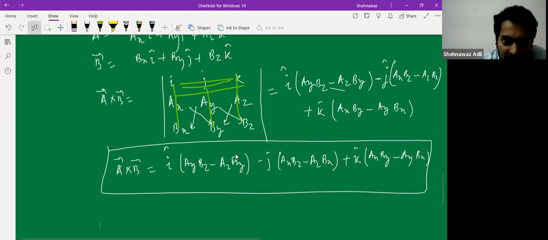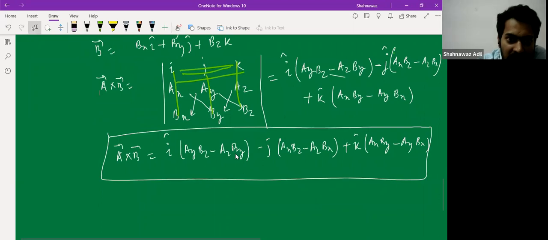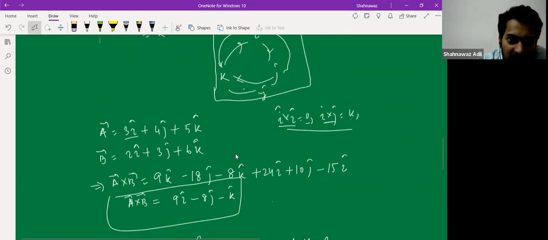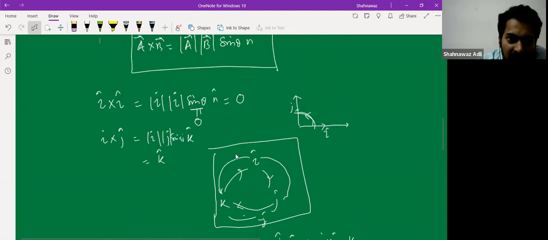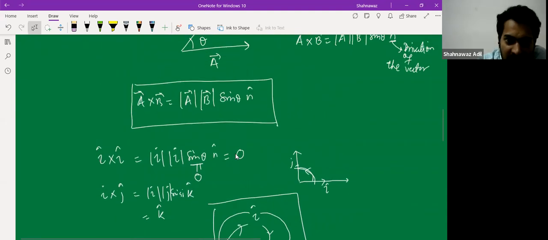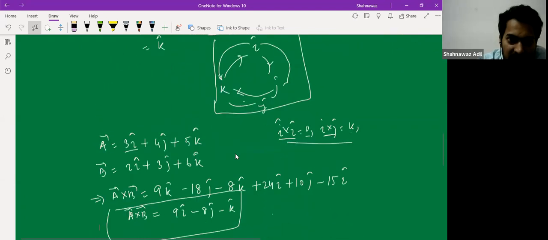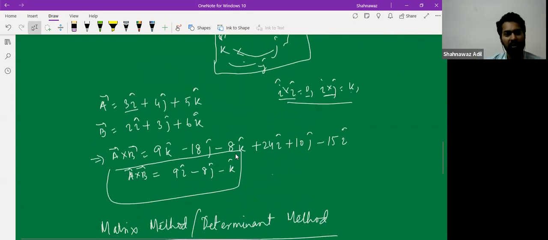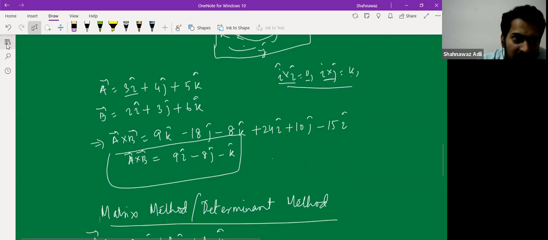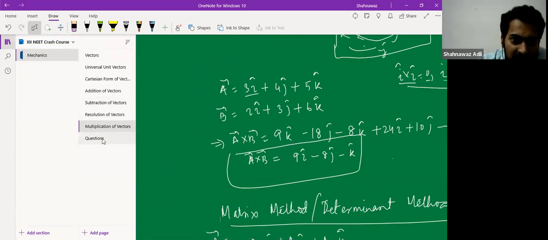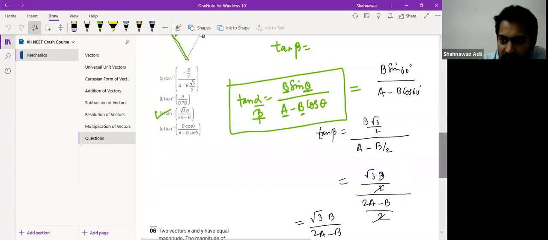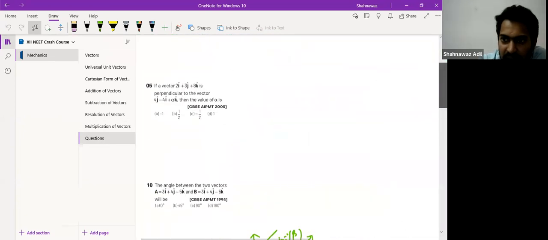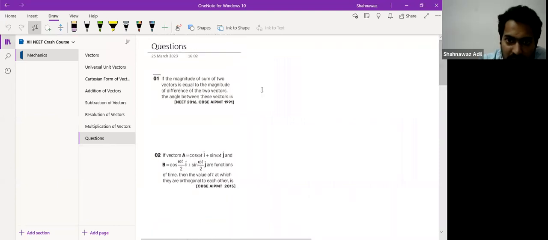So what was I going to talk about then? Vector product is completed, and so let us do some questions. Your vectors are completed, and then I'll talk about motion in one dimension. Okay, so let us solve some questions. Yes, so let's solve the first question.